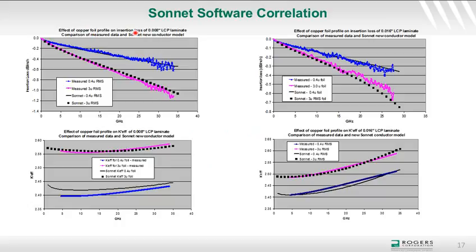So these are both insertion loss and K-effective data that are both measured and predicted by the Sonnet software correlation, so that we get excellent shape on different thicknesses, and over a fairly wide range of frequencies.